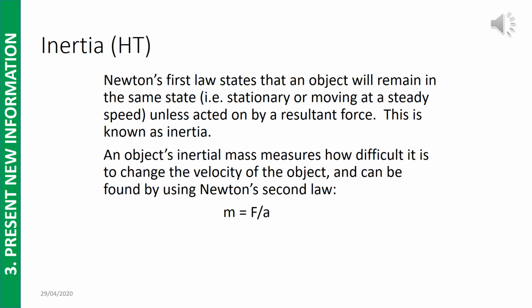Building on from the last lesson where we introduced the concept of inertia and how hard it is to change the motion of an object, I'm now going to introduce you to an object's inertial mass. And this measures how difficult it is to change the velocity of an object and can be found by using Newton's second law. So you're using the exact equation that you've been using for this entire lesson.